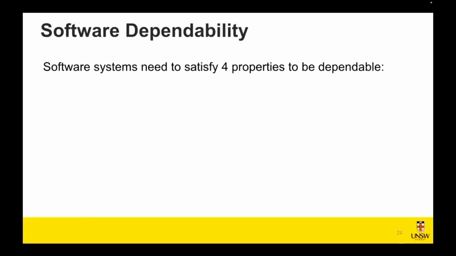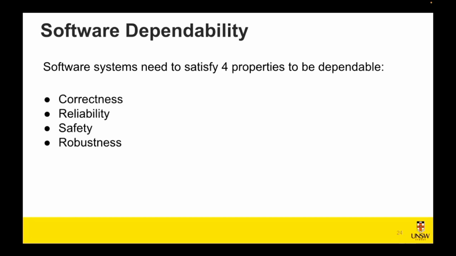So just now we discussed that we want software free from bugs, right? But software free from bugs is not a systematic way of describing desired software. A more accurate description is that we want dependable software. And software systems must satisfy four different properties to be dependable. They are called correctness, reliability, safety, and robustness.